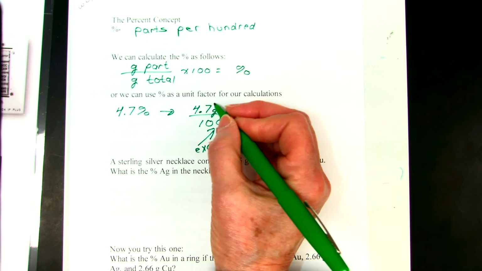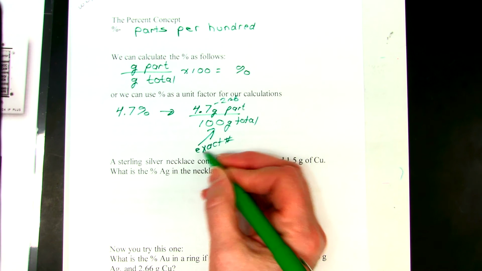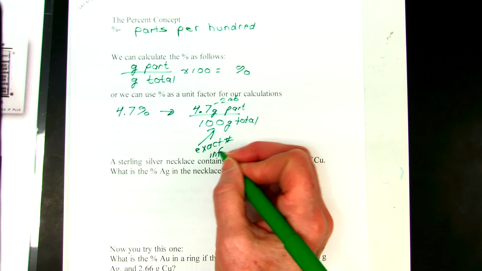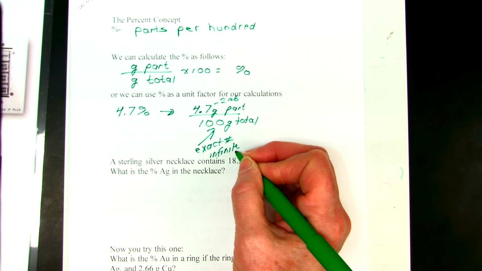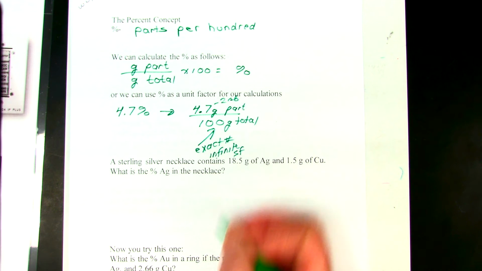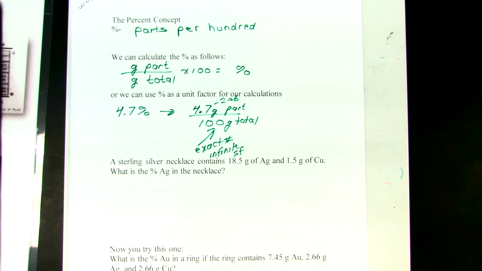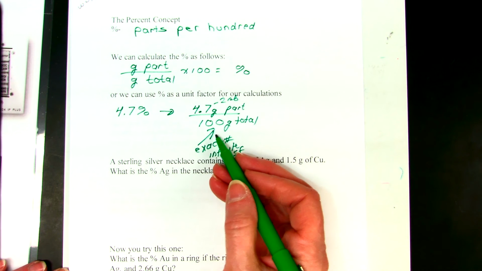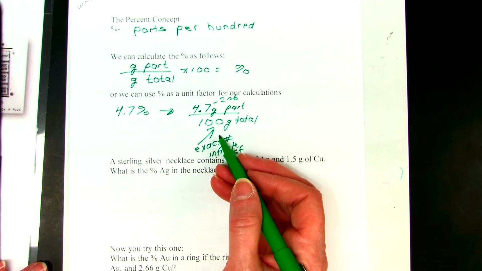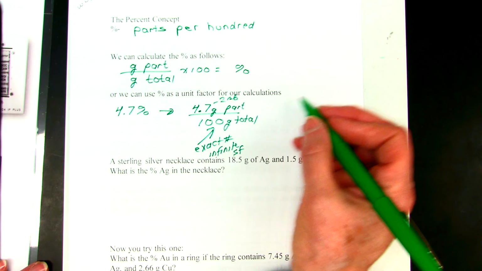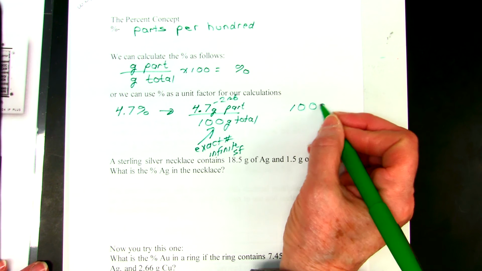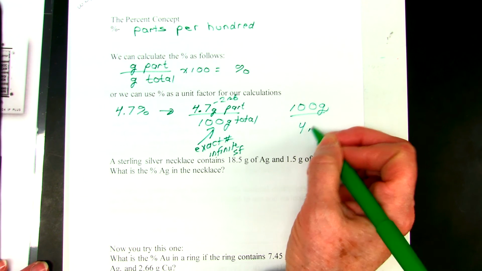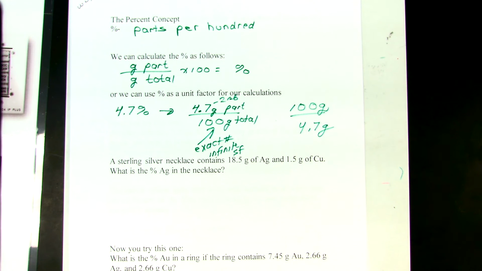So the 4.7 has 2 sig figs, but exact numbers have as many sig figs as I want them to. So I can use 2 sig figs in all my calculations. I don't have to round down to 1 because there's no uncertainty here. It's a definition, exactly 100 parts. And then we could also turn this around and say 100 grams per 4.7 grams. So those are 2 different things that we can do with percent.